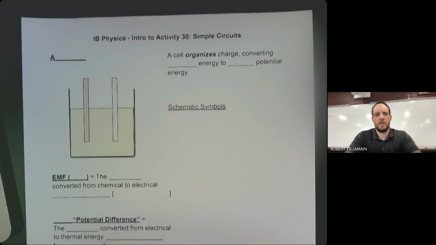Hi, everyone. We're going to go ahead and do the background lecture for activity 30 about simple circuits. So let's jump in. Grab your note sheet.